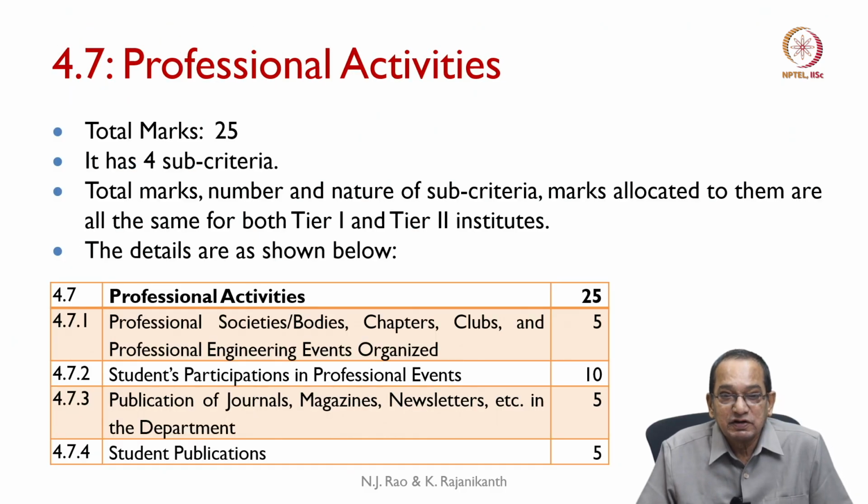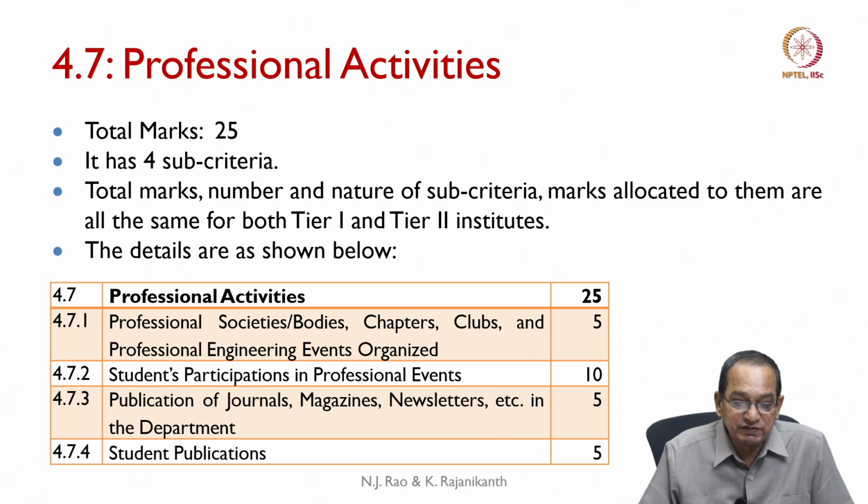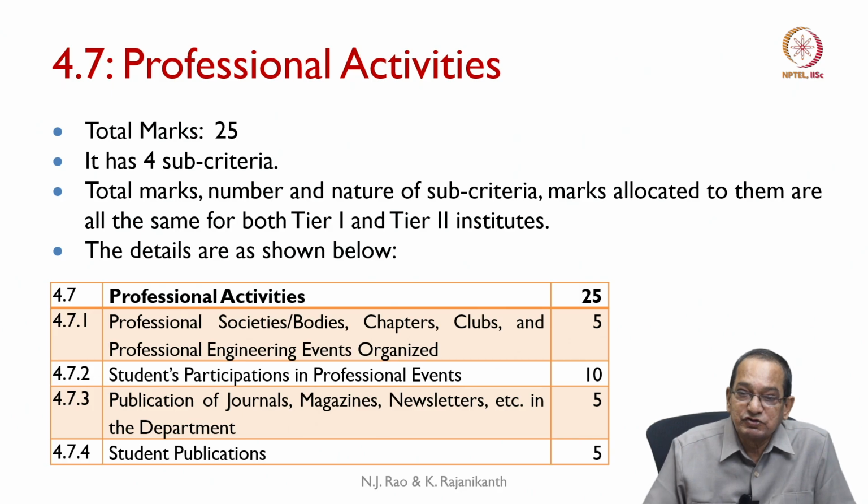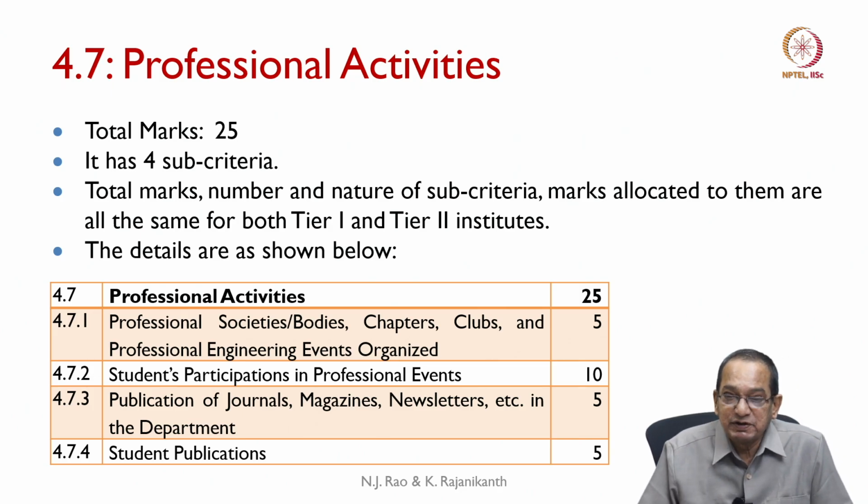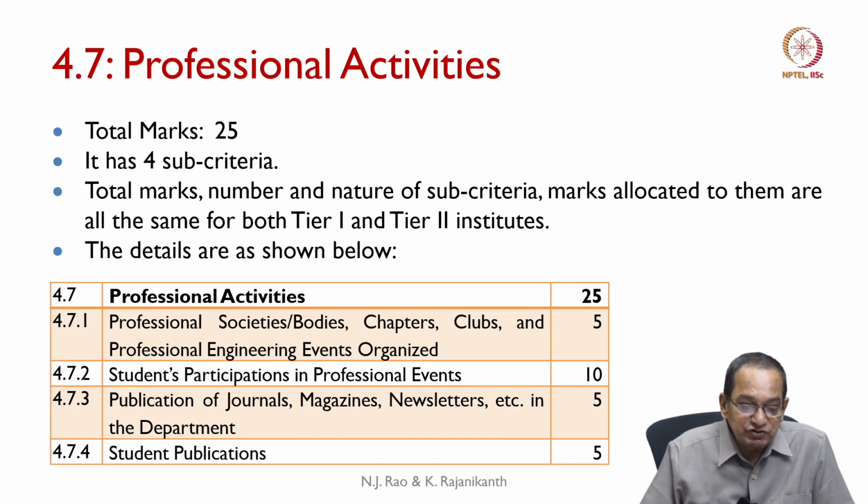Then the last sub-criterion, which is 4.7, professional activities. This again includes the various activities that the students engage in to help them become better professionals. So, 4.7 professional activities has allocation of 25 marks and there are 4 sub-criteria. The total marks, the number and nature of sub-criteria, marks allocated to them are all the same for both Tier 1 and Tier 2 institutes.